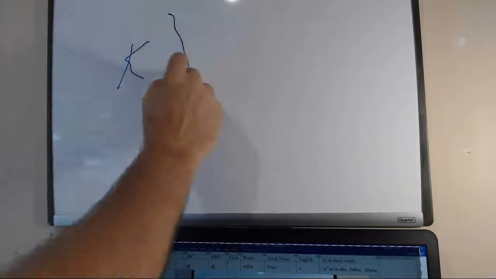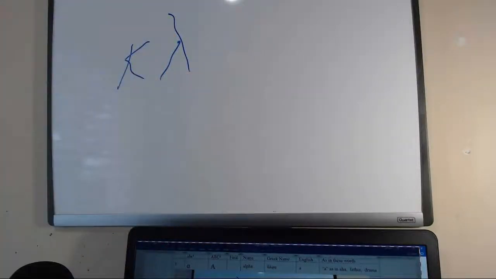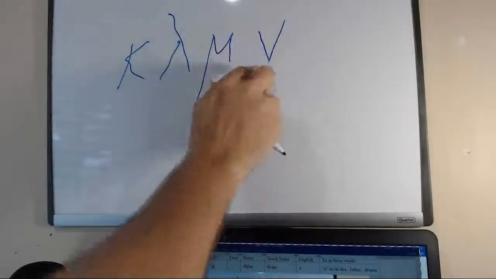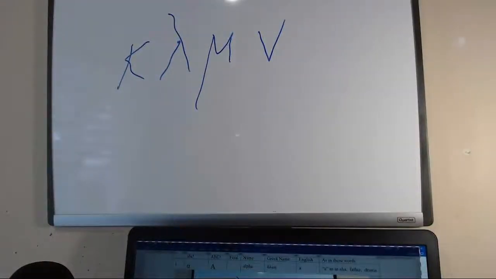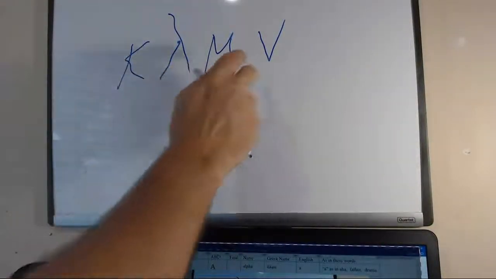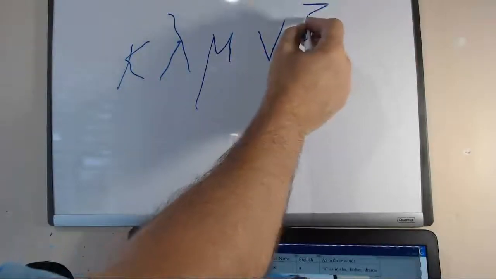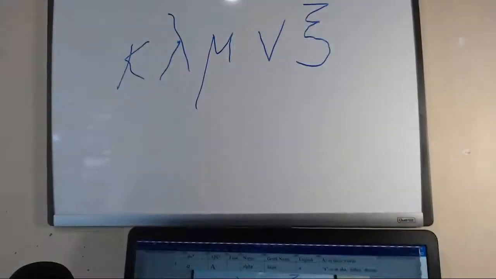Zeta, eta, theta, iota, kappa, lambda, that's the L sound, mu, nu, that's a tricky one because it looks like a V, kappa, lambda, mu, nu, and then strange letter, Xi. So that's going to be the KS sound. So alpha, beta, gamma, delta, epsilon, zeta, eta, theta, iota, kappa, lambda, mu, nu, Xi.